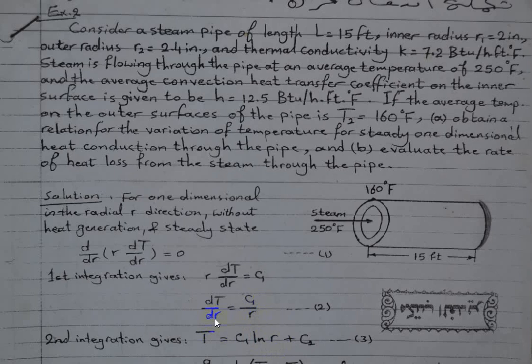Just because dr is transferred from the left hand side of the equation into the right hand side, it will be integrated in the form of ln R, as you can see: C1 ln R plus C2. C2 is the second constant of integration.